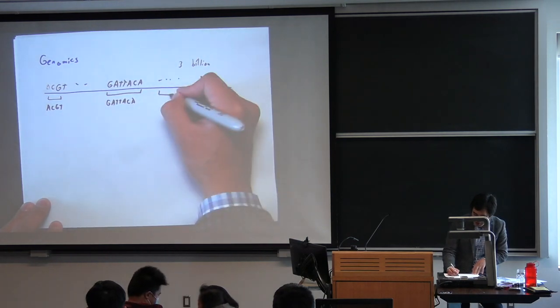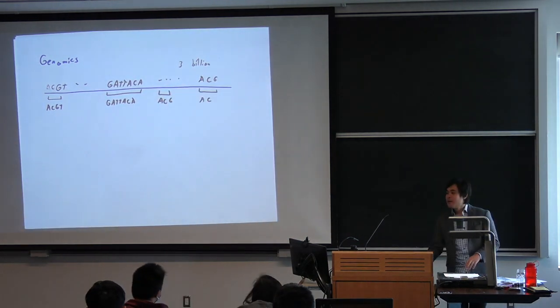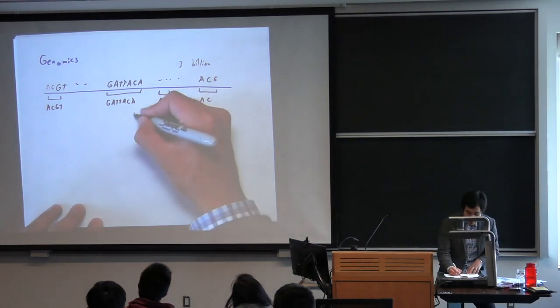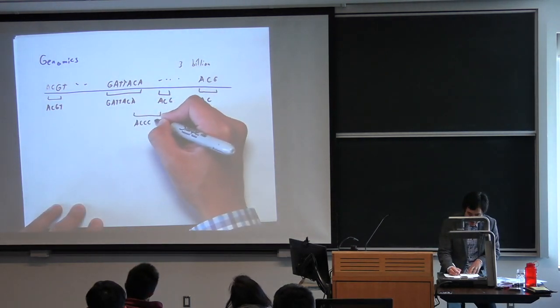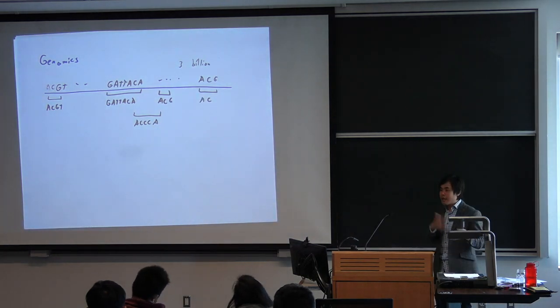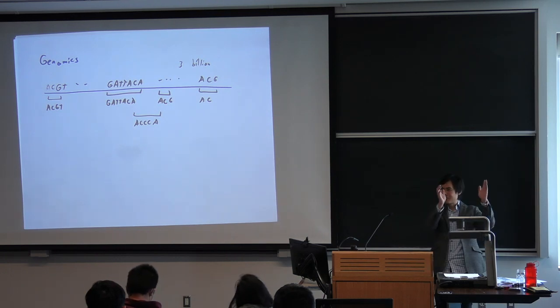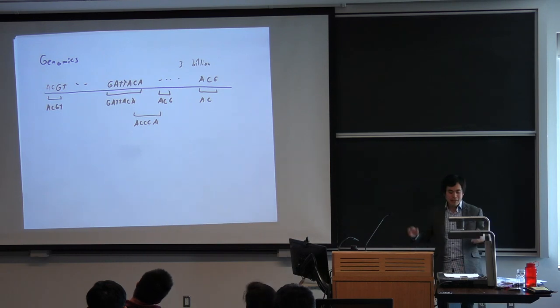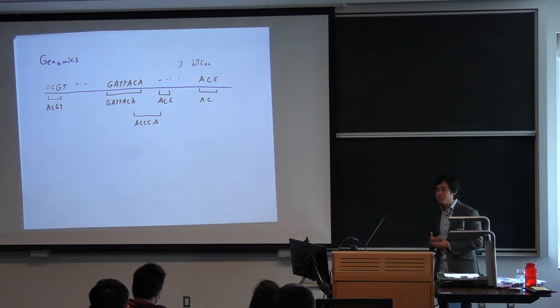ACG, and maybe we had another piece here that's like ACG or something. You can cut these pieces randomly, and you do this over and over again. Maybe you had another piece here that was ACCCA. That's overlap. The question is, if you do this kind of random sampling, where you're randomly choosing a start point and reading a random number of characters, can you piece together an entire human genome?